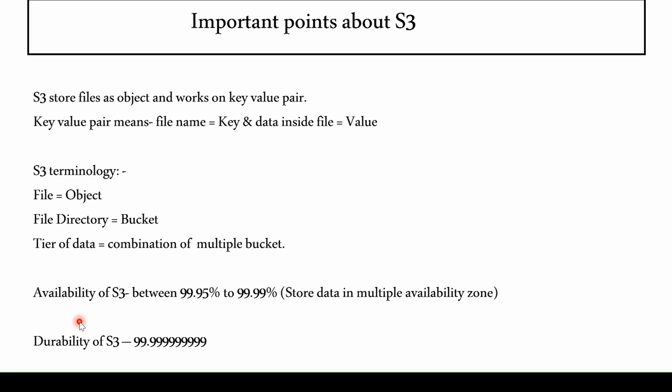Now if we talk about the availability and durability of S3: availability means if something happens to one of the data centers or any server, the S3 data or S3 bucket should still be available. That kind of availability is there in S3, and it is 99.95 to 99.99%, which is very good. How do they achieve this? Because S3 stores data in multiple availability zones. So if one availability zone is down, we can always get the S3 data from another availability zone.